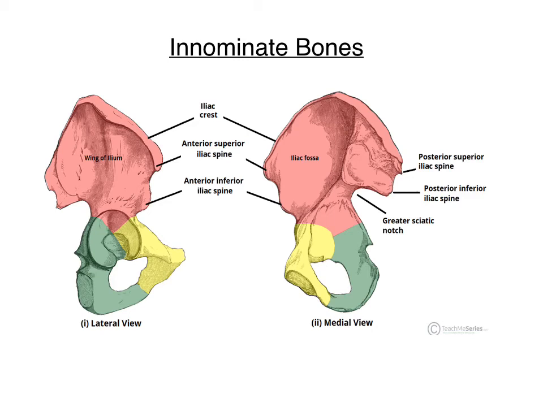The greater sciatic notch is from the posterior inferior iliac spine to the ischial spine. I have told you about the ischial spine, that is the greater sciatic notch. The other lies between the ischial spine and the ischial tuberosity, that is called the lesser sciatic notch.